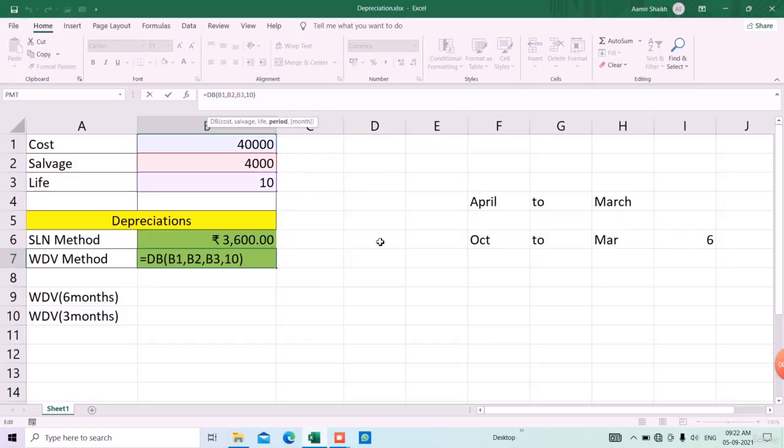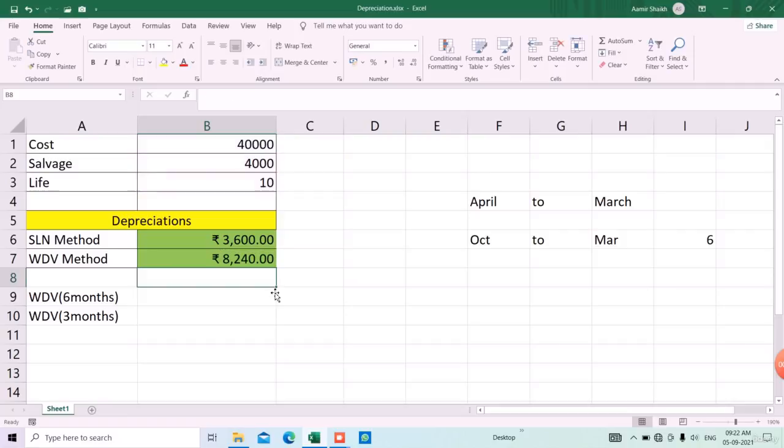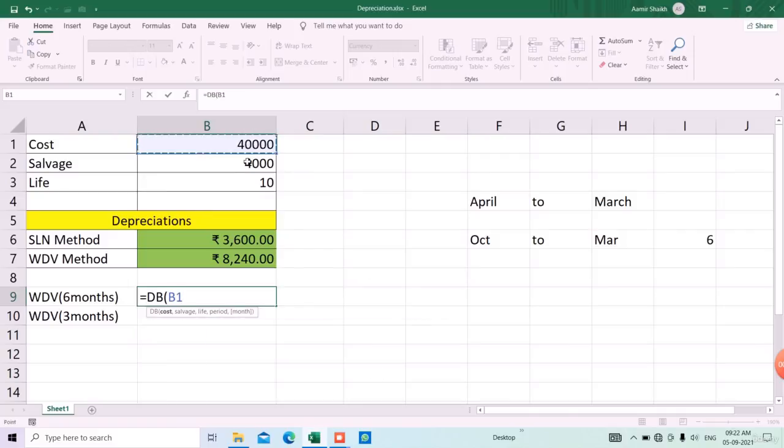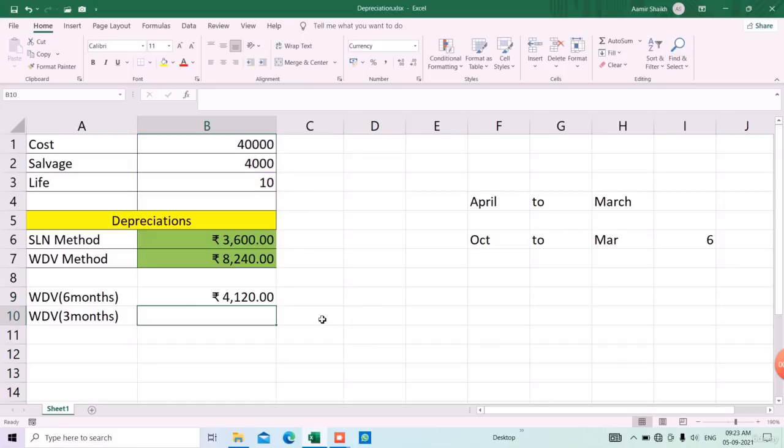Now suppose in the WDV method, let me write 1 first. Suppose the asset is purchased in the middle of the year, in October, and now it needs to be provided depreciation for 6 months. So how do we do that? Let me retype the calculation. DB, cost, salvage, life, period, and comma, if you can see, the months are written here, right? So if I write 6 months, it's going to calculate for 6 months. Now see, for WDV 12 months is 8,240, and for 6 months it is half of this.